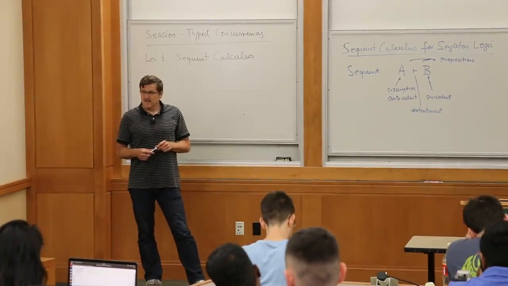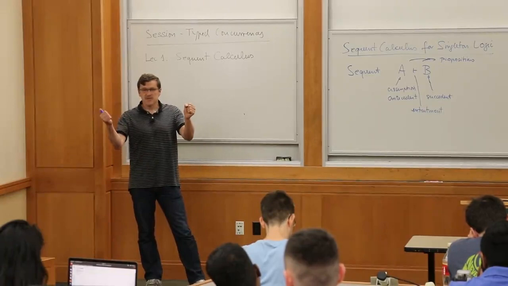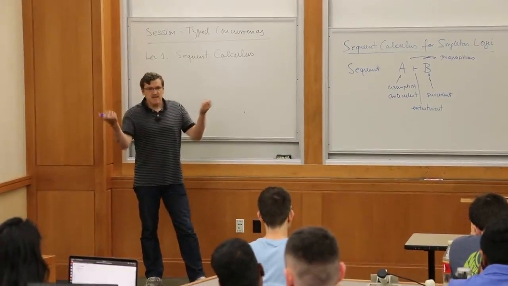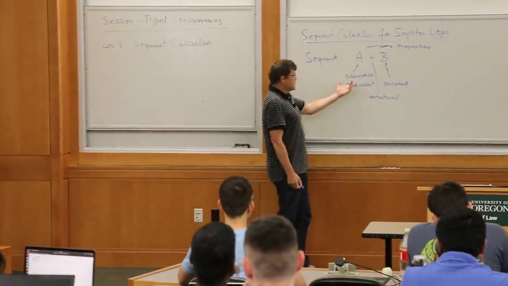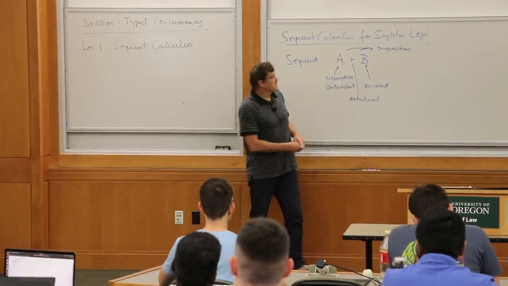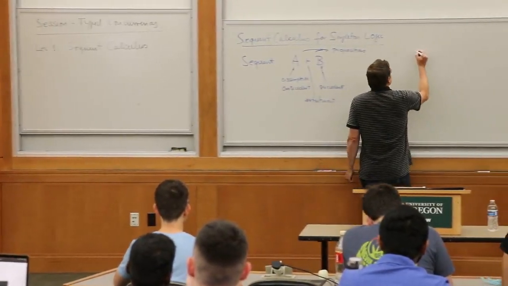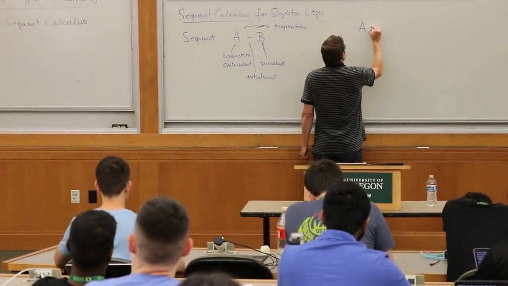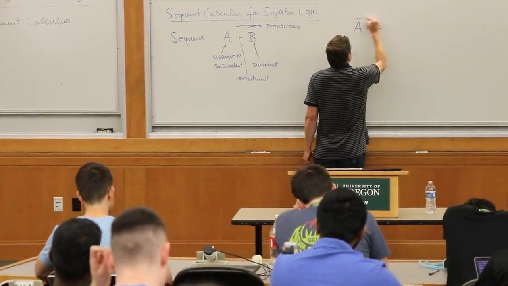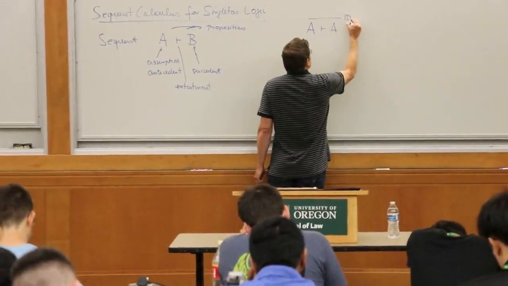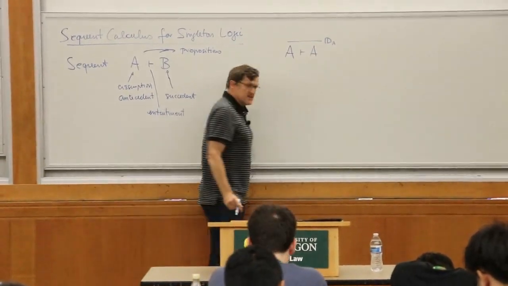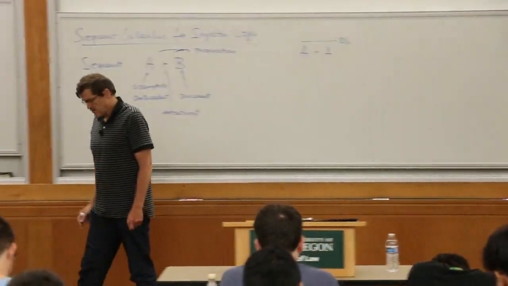So the first very obvious thing is that if you know A, you should be able to conclude A. I mean, what else could you do with an assumption? That's an obvious thing to do. So we have a rule like this. If we know A, then we can conclude A. And we call this the identity rule. And sometimes we put the subscript A just to remind ourselves what the proposition is that we're proving.